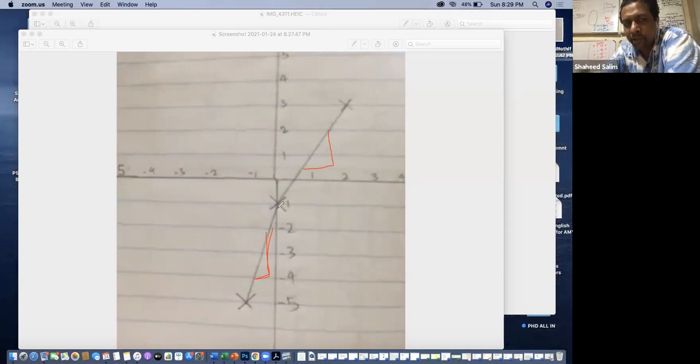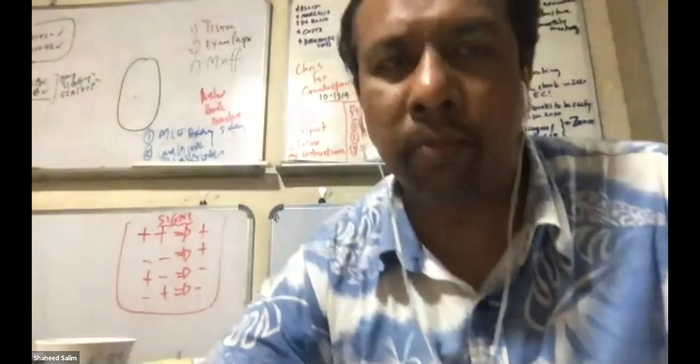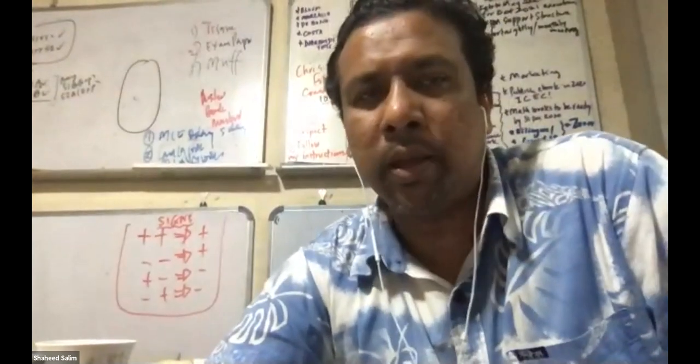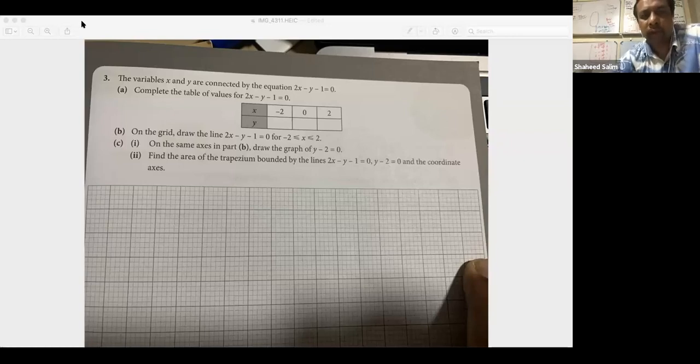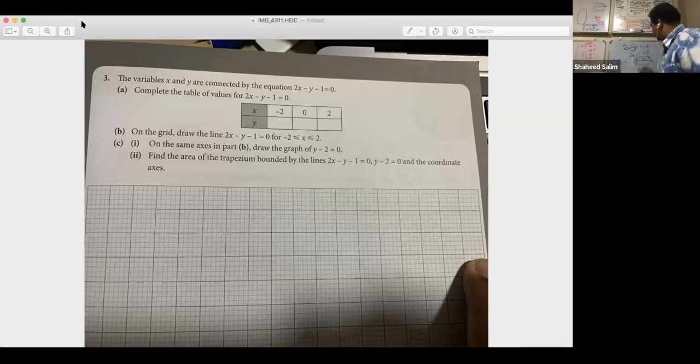Yes, it cuts at x. So let us see what went wrong in a moment. But you've got to check your coordinates. I will now check my coordinates also to see whether the calculation is correct or not. Okay, I will try now. So y equals 2x minus 1, right?